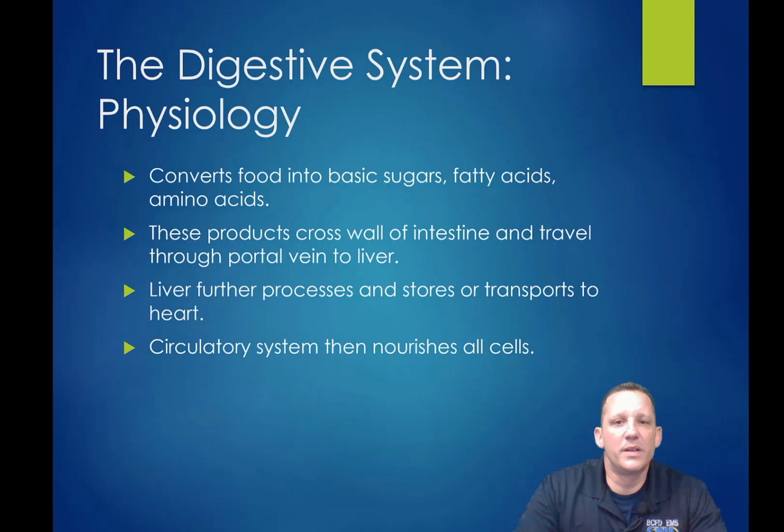We're going to convert food into basic sugars, fatty acids, and amino acids, and these products cross the wall of the intestine and travel through the portal vein into the liver. The GI tract is one of the most vascular parts of the body. The liver further processes and stores or transports to the heart, and then the circulatory system pushes the things that the heart does not need to the rest of the body, nourishing all the cells with, obviously, oxygen added.